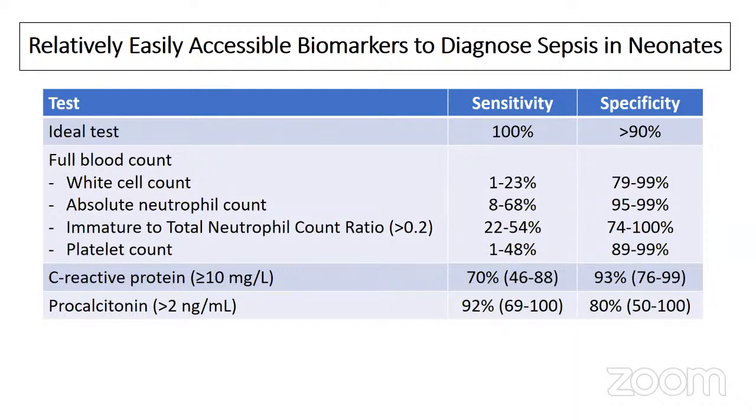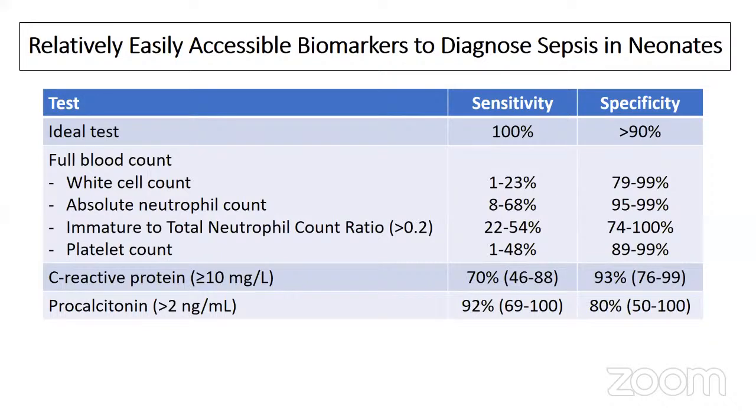C-reactive protein, using a level of more than 10, is better than full blood count. Looking at the studies, the range is from 6 to 88%, but generally we're looking at a sensitivity of about 70% and a specificity of 3%. Procalcitonin, using a level of more than 2, is again better than CRP, 9 to 100%, on average 92%, but the specificity is a bit on the lower side.